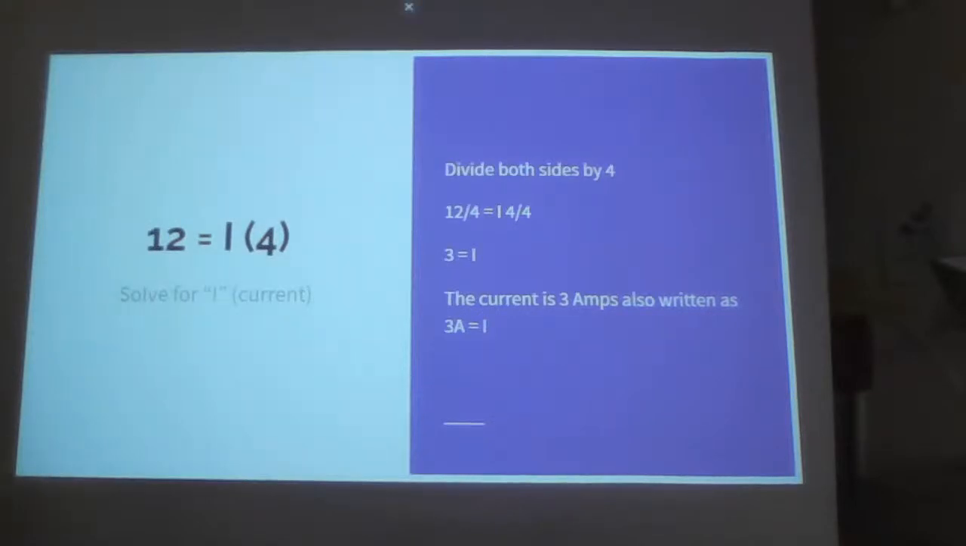So some basic math here. Here's our 12 volt battery in our formula equals I, which we do not know, we're trying to solve for, multiplied by our 4 ohm resistor. So to solve for I, we're solving for current, we're going to divide both sides by 4. Basic algebra, we want to get the variable isolated, right? So we're going to divide 4 by 4, and we're going to divide 12 by 4. That will give us 3. So 3 amps is our current in that circuit. The current that's running through that circuit is 3 amps.